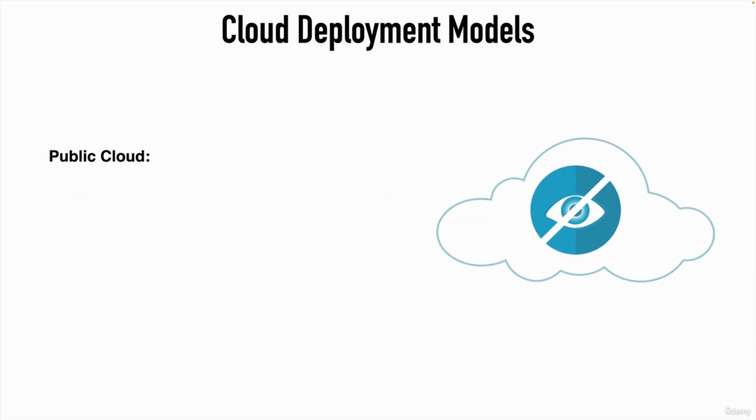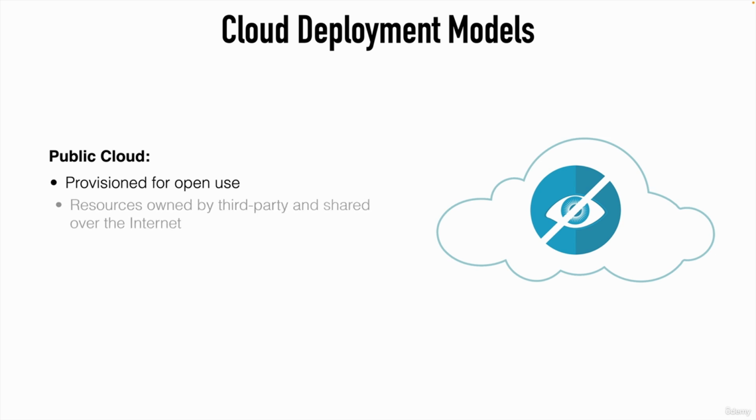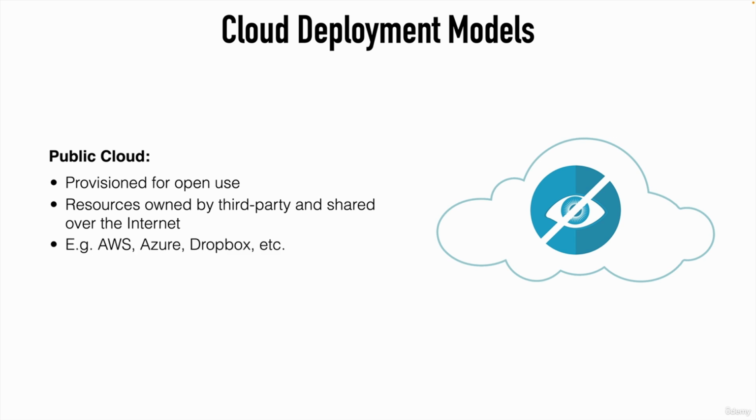Next is a public cloud model. This is a cloud infrastructure that is provisioned for open use, and this is the most common type of cloud deployment. This is probably what comes to mind when you think of cloud computing, where the resources are owned and operated by a third party, and those resources are shared over the internet. This would include services such as AWS, Azure, and Dropbox, just to name a few.